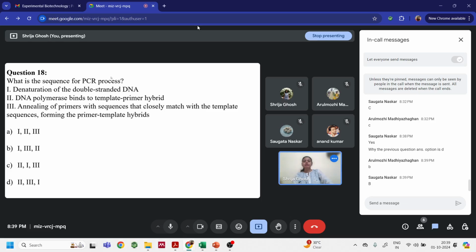So we have three steps here: denaturation, DNA polymerase binding, and annealing. So both of you are saying option B, that is first denaturation is happening, then the third process, that is annealing of primers, is happening, and then DNA polymerase binds. Yes, that is the correct answer.